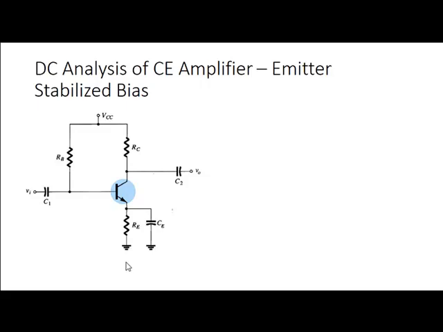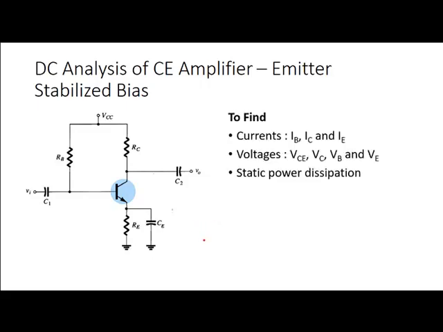So this is the circuit of common emitter amplifier that uses emitter stabilized bias. The addition of this additional resistor RE to the emitter terminal greatly increases the stability of this circuit. The goal of the DC analysis is to find the currents IB, IC and IE and different node voltages VC, VB and VE. At the end, we will also find the static power dissipation of the active device, which is BJT. So let us start performing DC analysis.